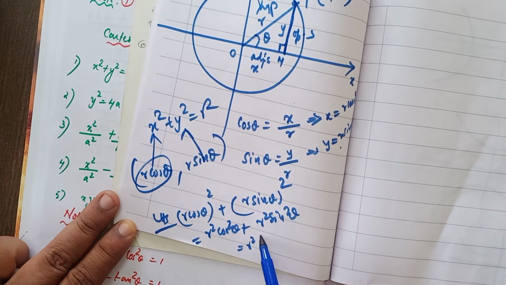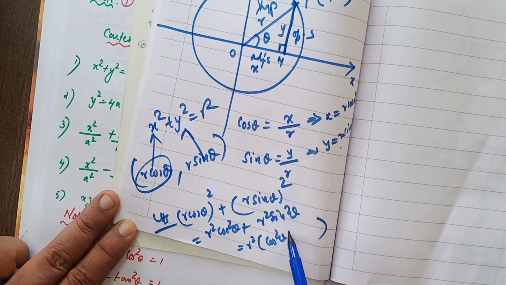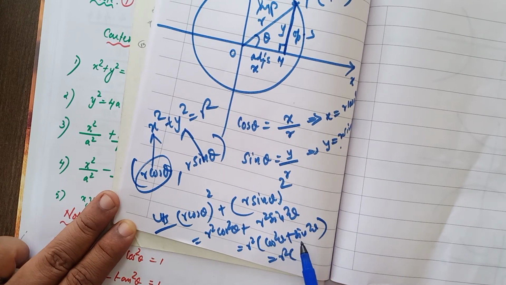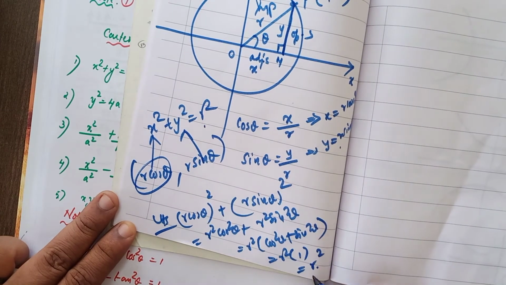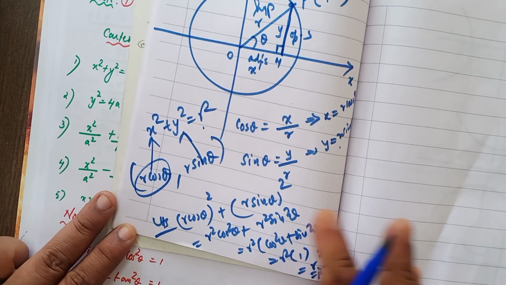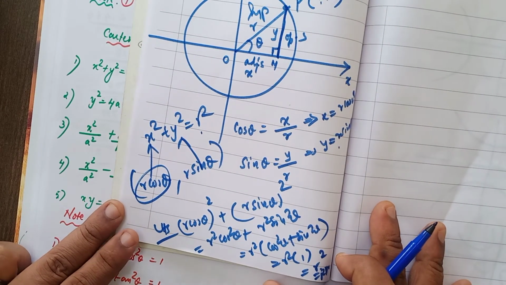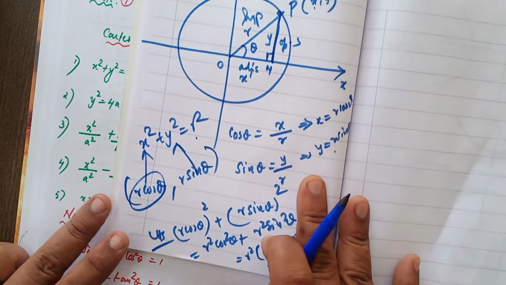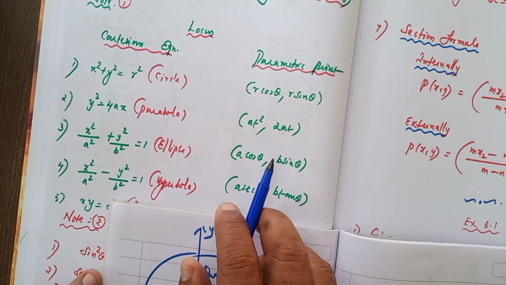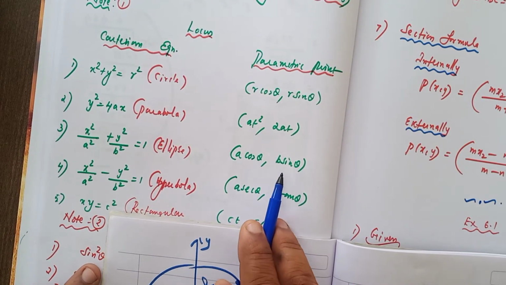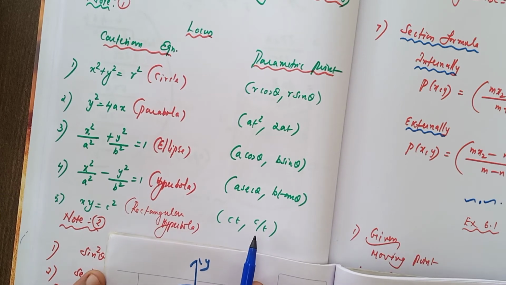You can take r squared as common, you will be getting r squared into cos squared theta plus sin squared theta. You know that cos squared theta plus sin squared theta is equal to 1, so r squared into 1 is equal to r squared. Look at the RHS. I hope that you have understood the concept of parametric point for a circle. Like that, there is a parametric point for parabola, ellipse, hyperbola and rectangular hyperbola.